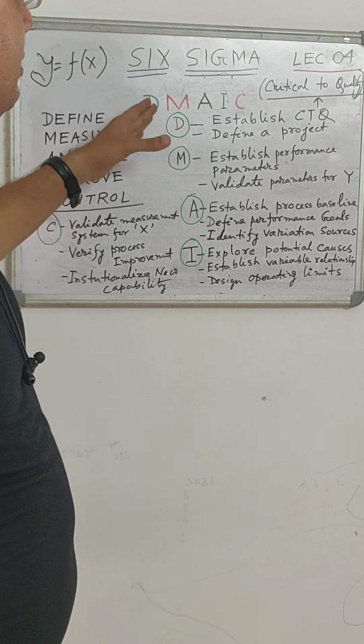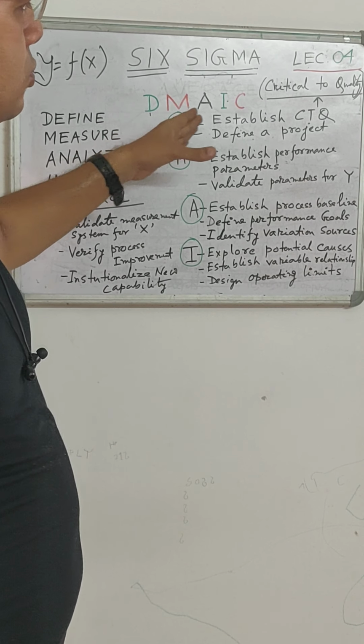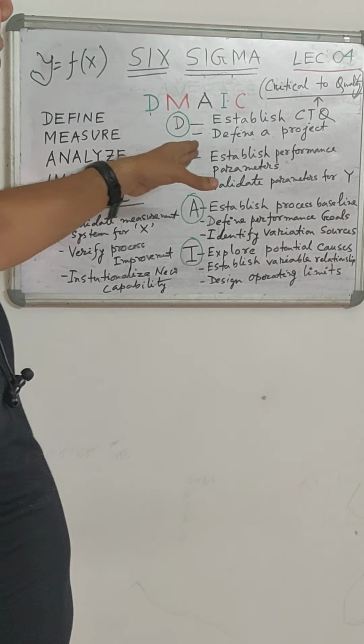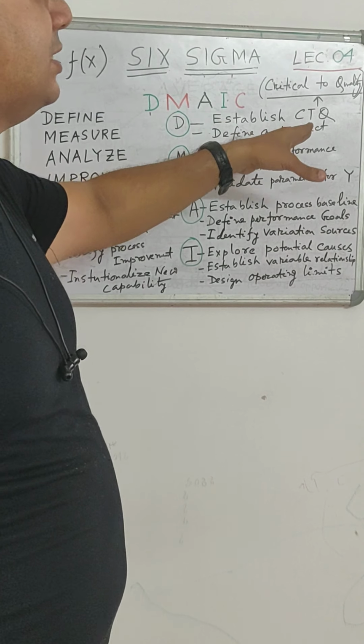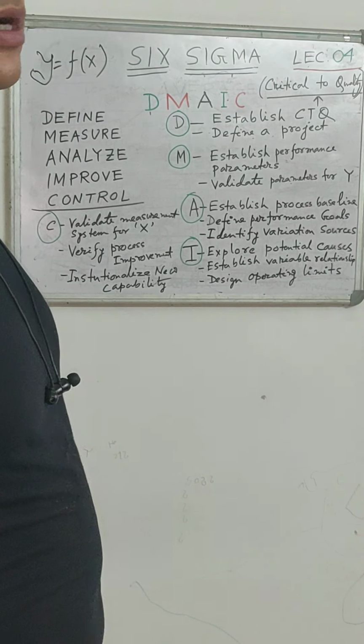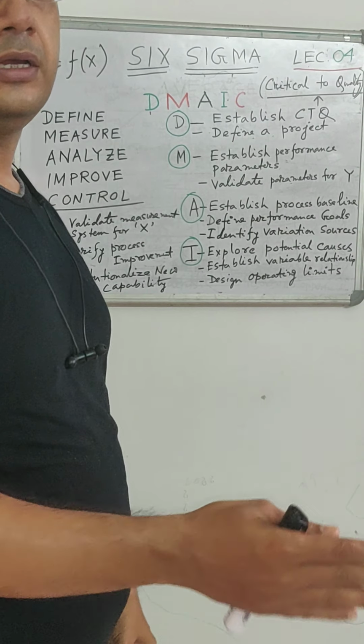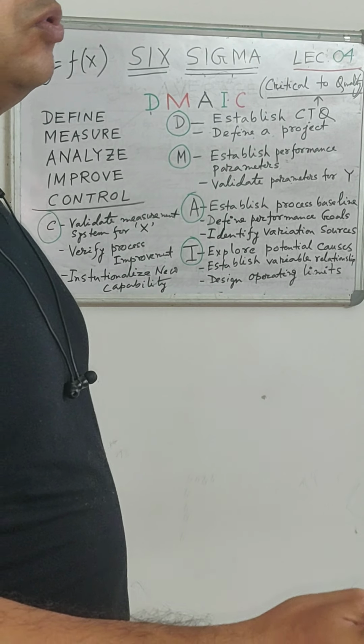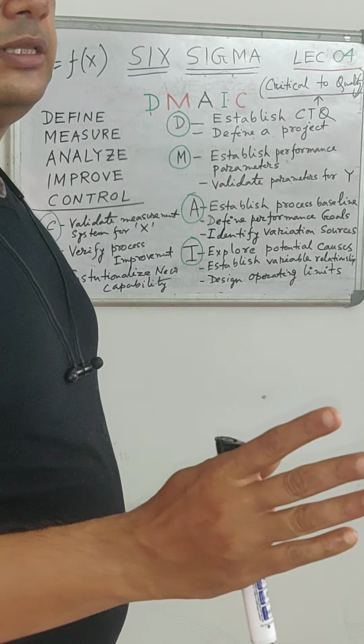Okay, so in Define there are two major works we need to do. One is to establish CTQ, critical to quality. Suppose one product has so many aspects. Which aspect is more important?